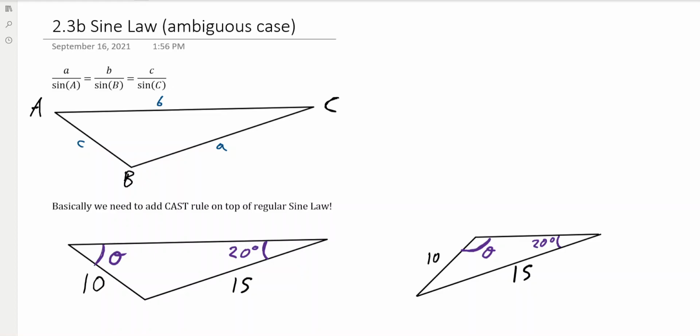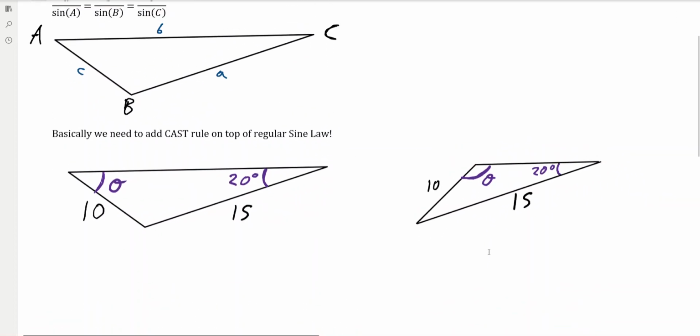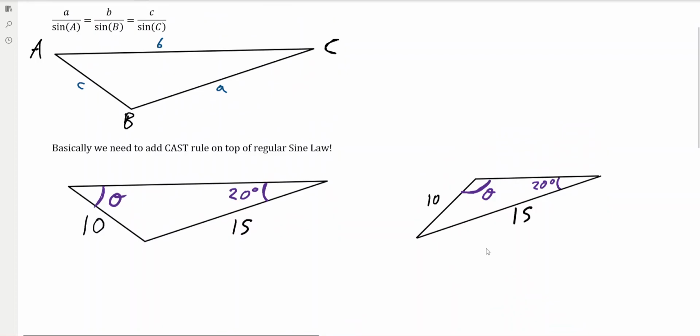Now, normally it just works, but in certain cases, it is ambiguous, which means we don't actually know the right answer. So what we need to do is add cast rule on top of the regular sine law. So let's take a look here and see a case where that happens. If you feel ready, you can definitely pause the video here, try it out for yourself, and see if you get the same answer that I do.